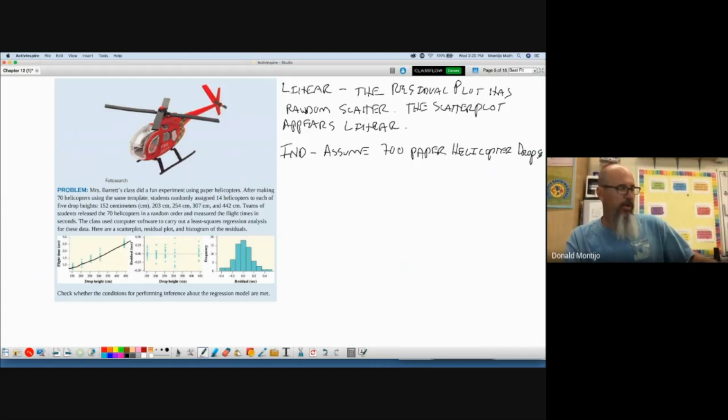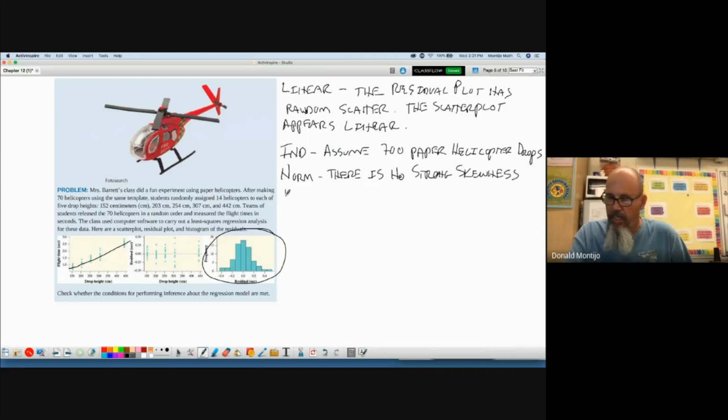Remember, we checked linear, independence, now normality. We needed to check, is the data approximately normal? So what we do is we take the residuals and we make a histogram of the residuals. That's what has been done here. Or we can make a normal probability plot. It appears to be roughly normal because there is no strong skewness in the histogram of the residuals. So the normality condition seems okay. Same with the residual plot.